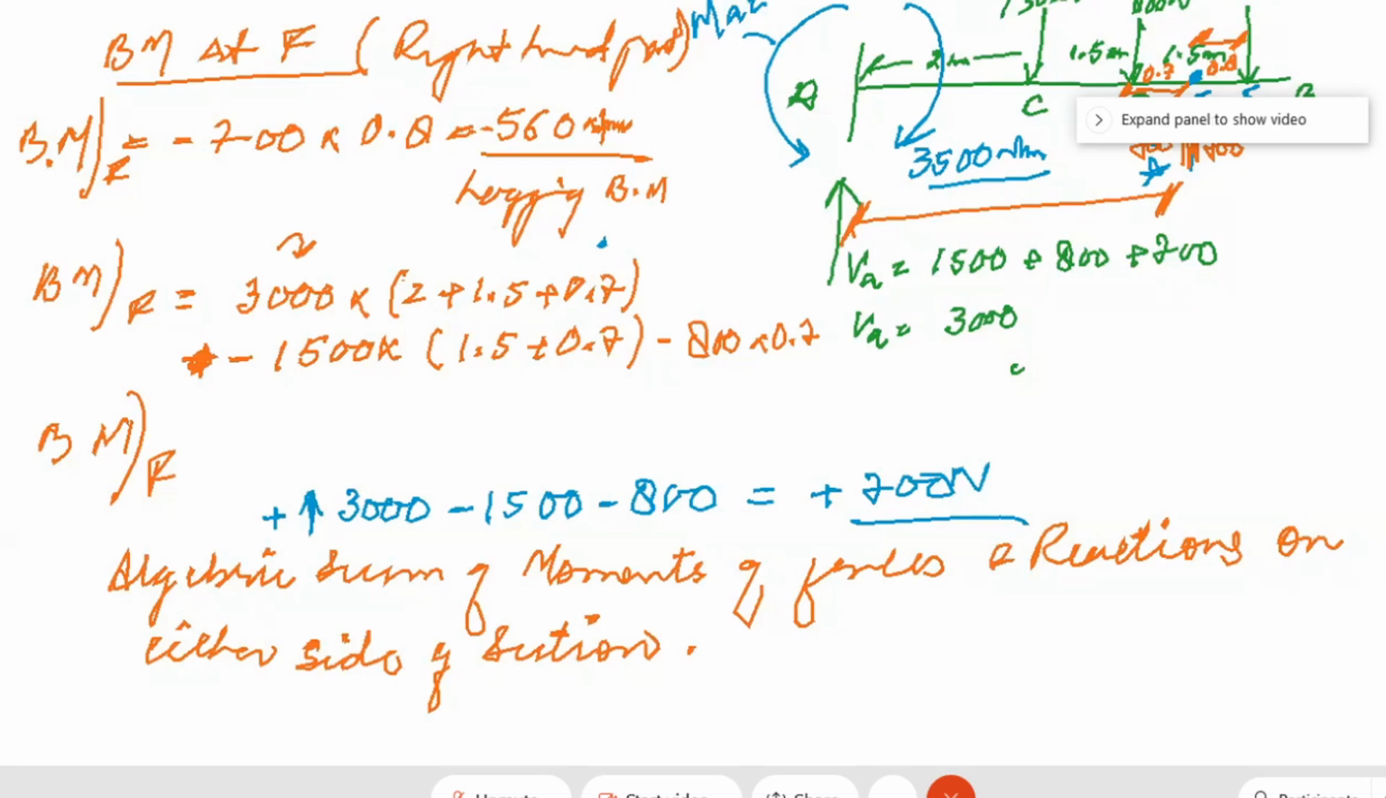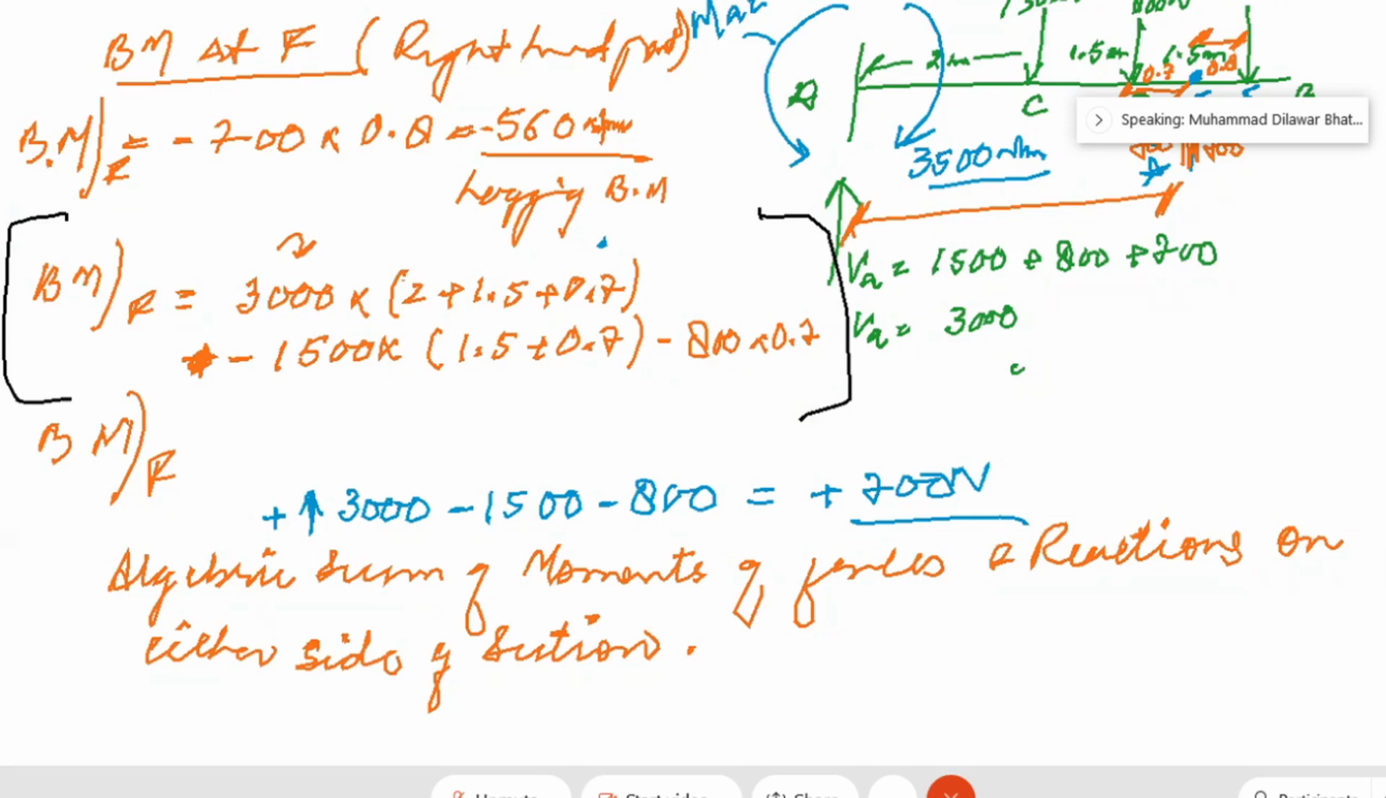There will be one more thing to be added. 15340. There is one more thing in this bending moment at point F. Can you tell me what is that? There is one thing missing. What is that?